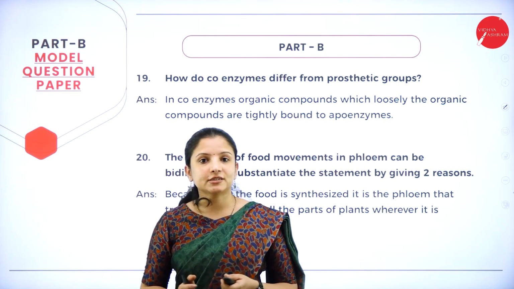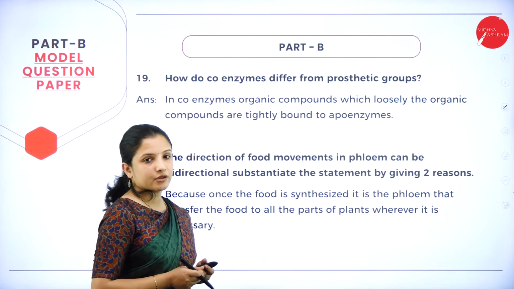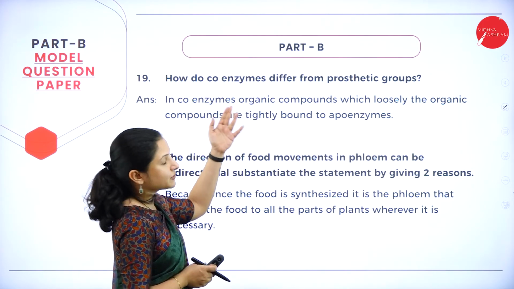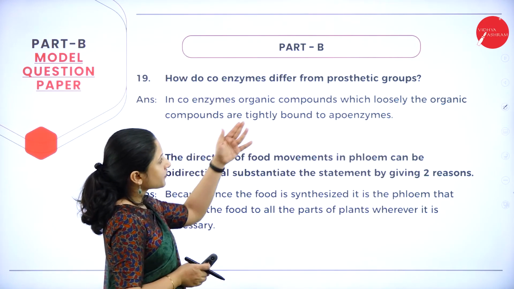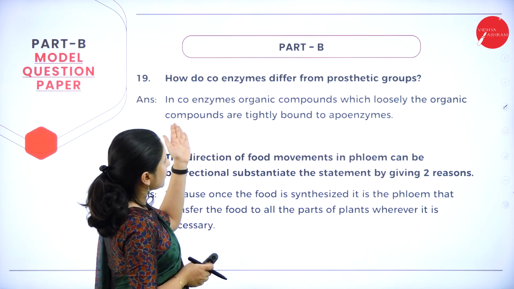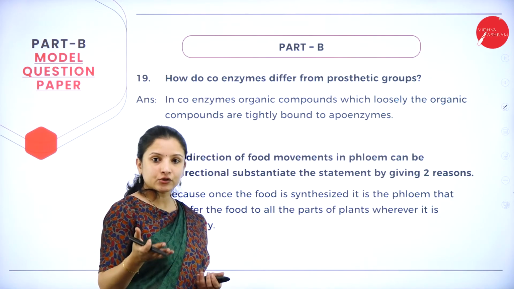So moving on to the next question, if you can see here, how do coenzymes differ from prosthetic groups? Coenzymes are organic compounds which are loosely bound to the apoenzymes, whereas in prosthetic groups, the organic compounds are tightly bound to the apoenzyme. So that way if you write, you will get 2 marks.